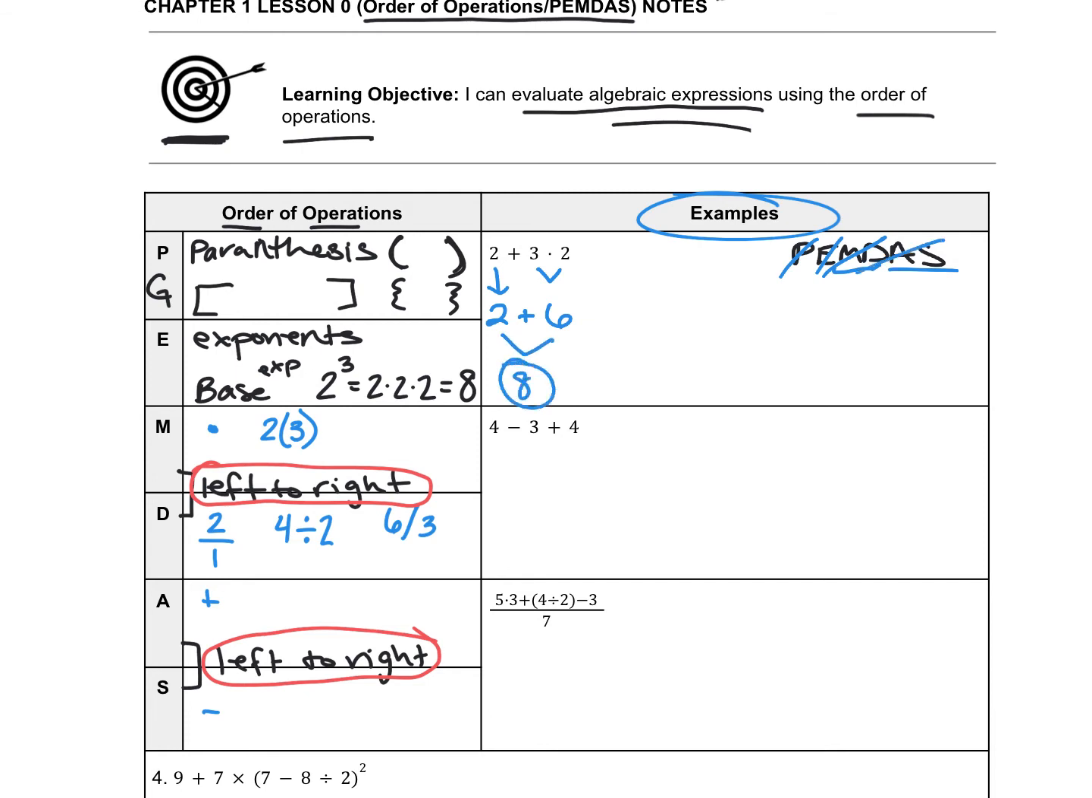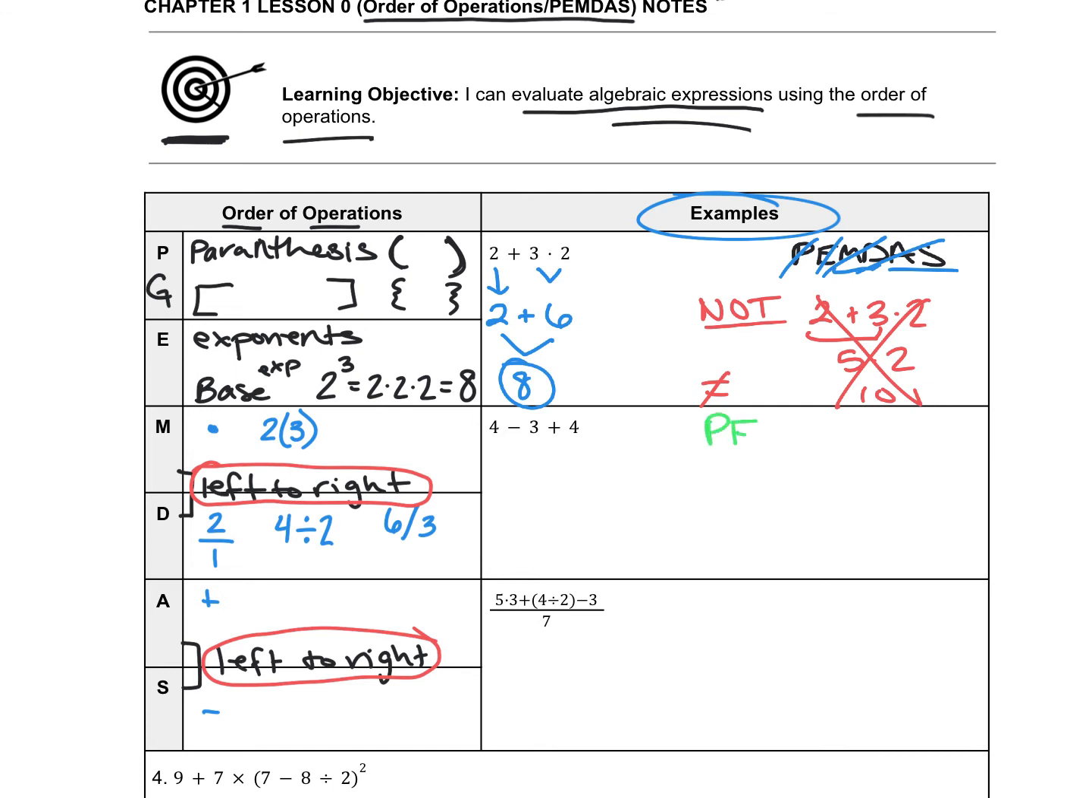So if you don't do this in the right order, someone might add first and get 5 times 2 and get 10. Well, those are not the same. This is not the right way to do it. So following that order really does matter. Again, you can pause or keep on going.